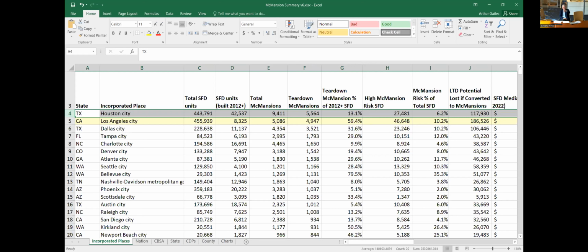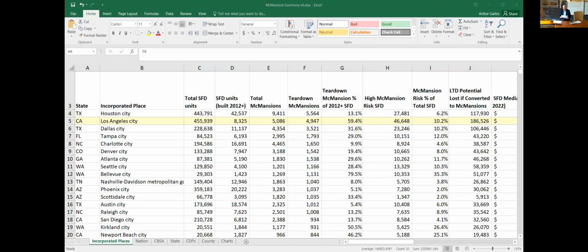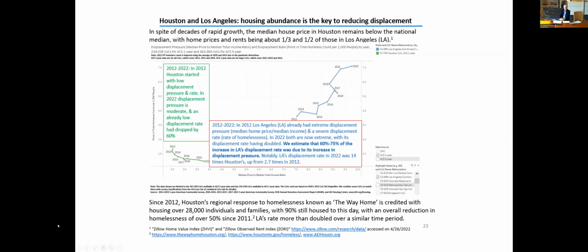So we have other cities. We haven't put this on the toolkit yet, but we wanted to show that. The last two slides we want to show are a comparison of Houston and Los Angeles. Housing abundance is the key to reducing displacement. We will have our Good Neighbor Index webinar starting at 1 o'clock, but as a sneak peek, we want to compare and contrast Houston and Los Angeles.